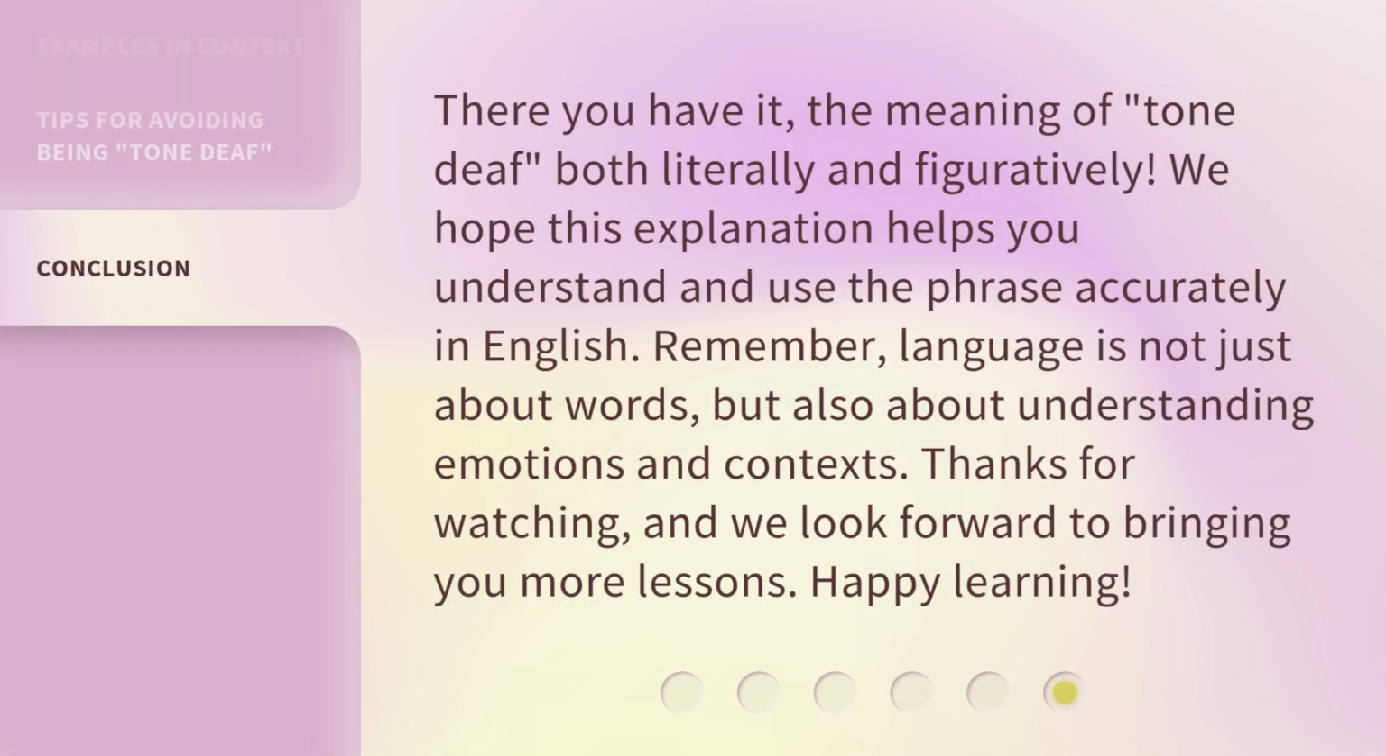There you have it, the meaning of tone deaf, both literally and figuratively. We hope this explanation helps you understand and use the phrase accurately in English. Remember, language is not just about words, but also about understanding emotions and contexts.